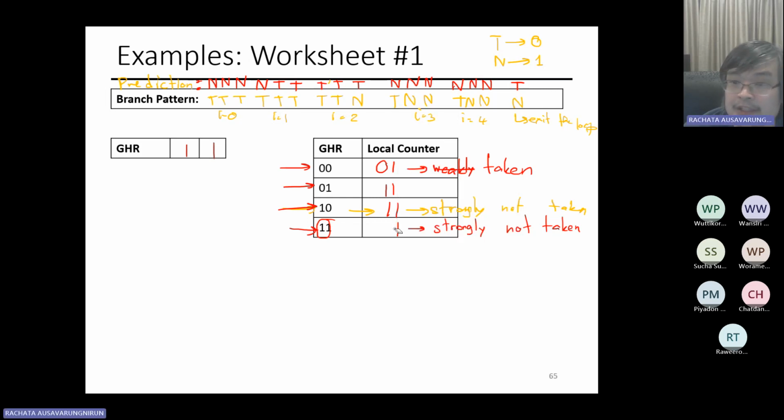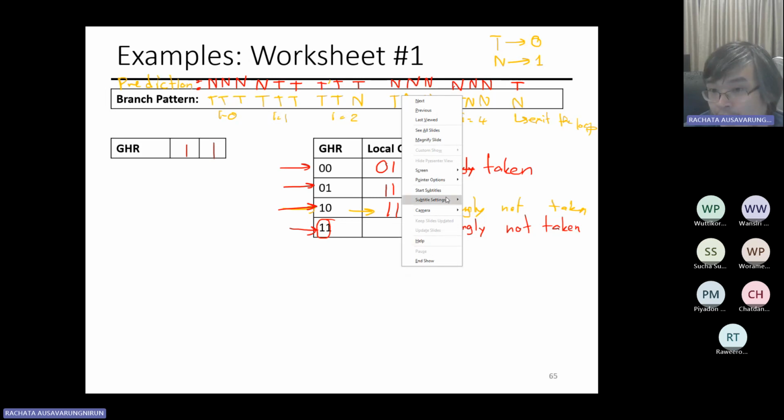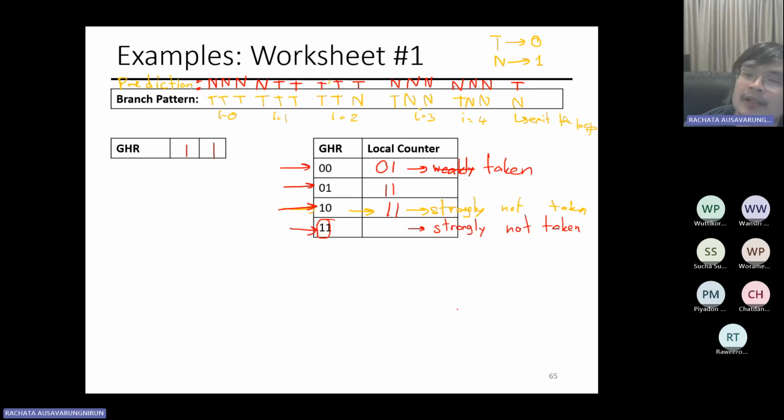The GHR stays the same because the last two branches were not taken twice. But the entry here in the local counter, because you made the wrong prediction, will go to 1, 0, to be weakly not taken. And that's it, right? So as you can see here, it takes a while to initialize your history. Once the history is initialized to some extent, you get pretty good at predicting your branch.